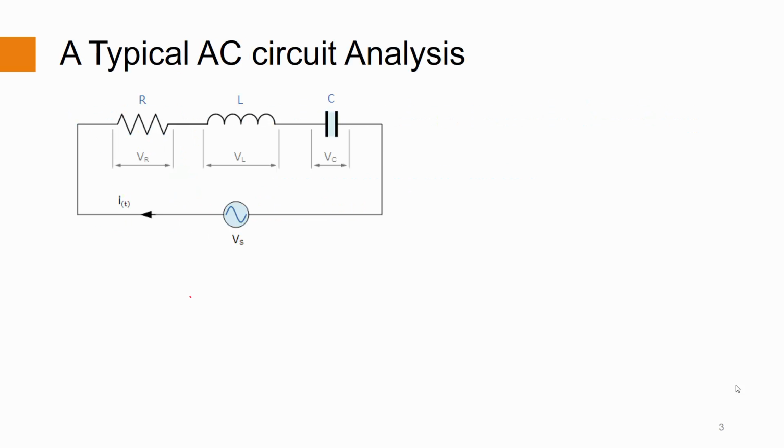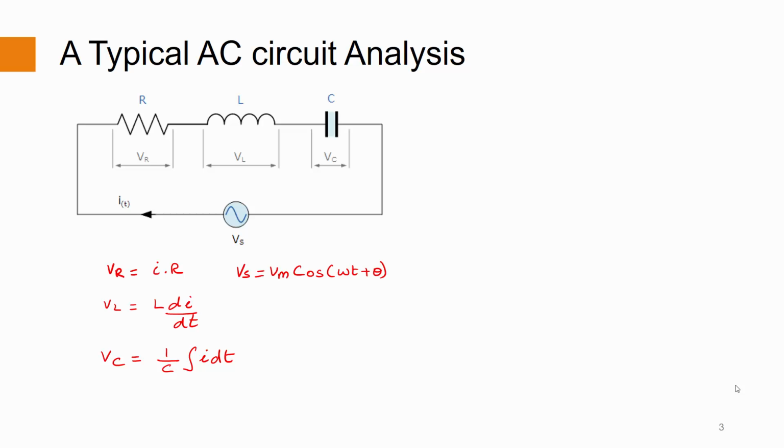Let us look at this AC circuit. The circuit has three passive elements: a resistor, an inductor, and a capacitor. The voltage across the resistor is defined as the current I times the resistance R. The voltage across the inductor is the inductance L times the differential of the current I with respect to time, while the voltage across the capacitor is defined as the inverse of the capacitance C times the integral of the current I with respect to time.